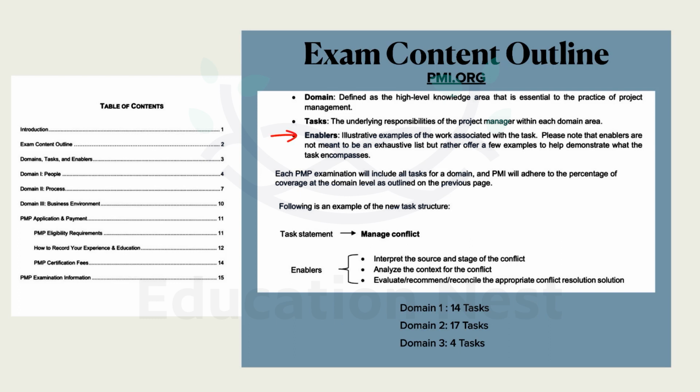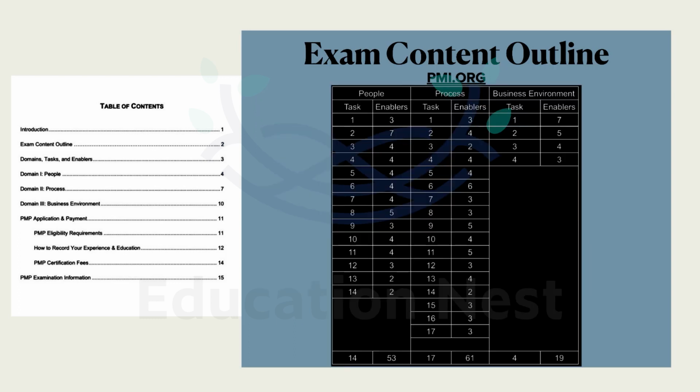Finally, the enablers can be considered as subtasks, or as PMI explained, the work associated with each task. So for every one task, you'll have enablers like this. They have given an example: for managing conflict, we have 3 enablers. So for each task, how many enablers are there? I've just given a quick summary here.